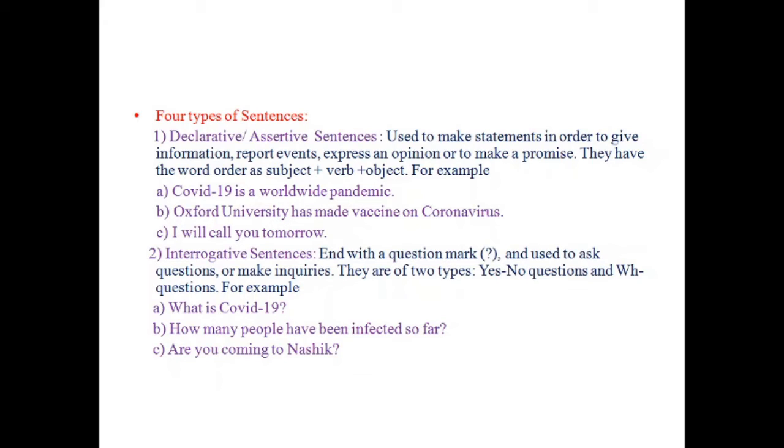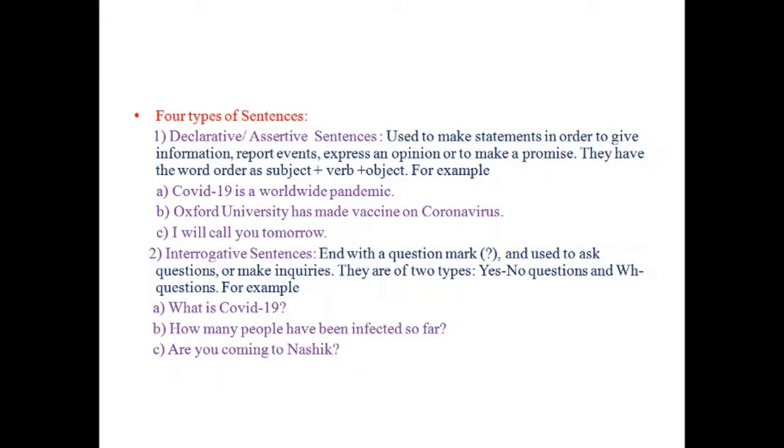They are of two types. Interrogative sentences are of two types: yes-no questions and WH questions. Now, what are yes-no questions and what are WH questions? Yes-no questions are those questions whose answer is expected in either yes or no. WH questions are those questions which begin with WH words like what, when, why, how.